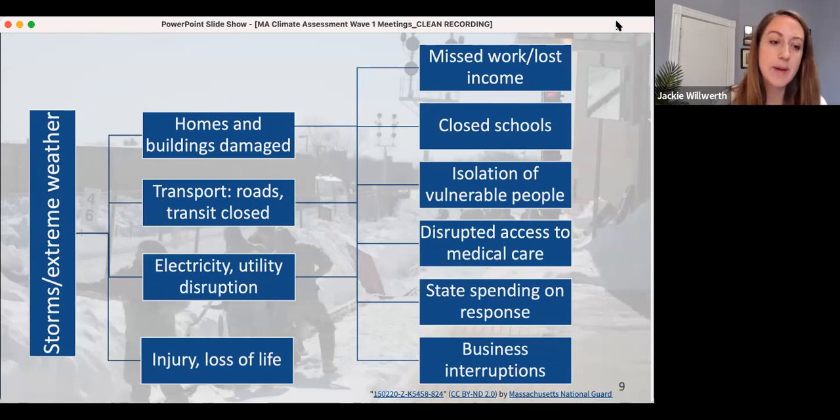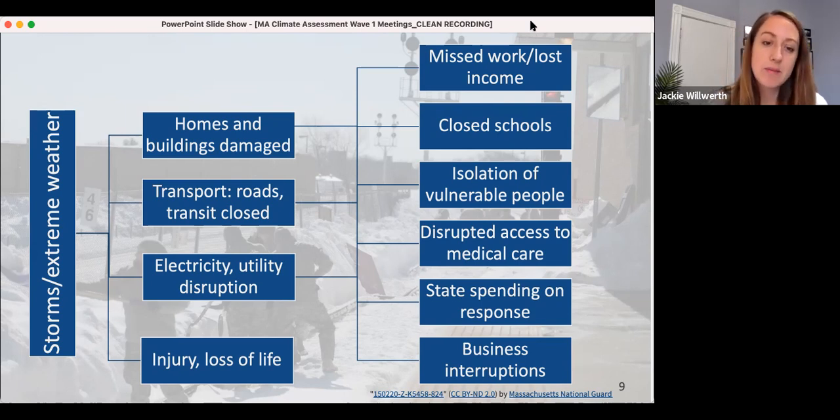The next impact, or the next hazard, is storms and extreme weather. Again, we see buildings damaged from high winds and other related hazards. There's transportation closures and delays, both during the event and the cleanup, and electricity and utility disruption. And so some of the times this may last multiple days, as I'm sure people are familiar with.